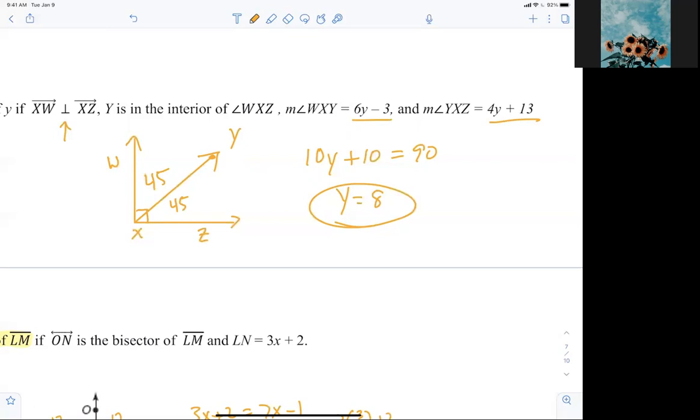Agreed? Yeah. You sure? Remember, they are not equal. Those angles are not equal.